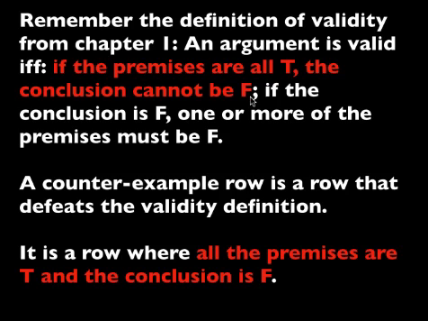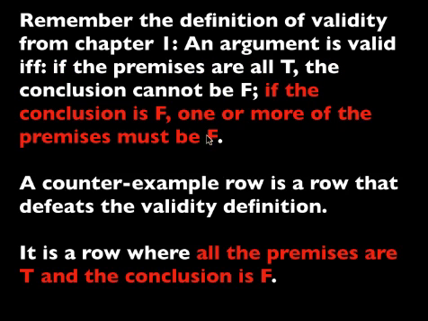You can have all true premises and a false conclusion. So the definition of validity doesn't apply to that argument, so it's invalid. You can also see that it defeats the alternate wording, or the equivalent wording, right? Because a counterexample row, being a row where all the premises are true and the conclusion is false, if the argument's valid, then if the conclusion is false, one or more of the premises must be false.